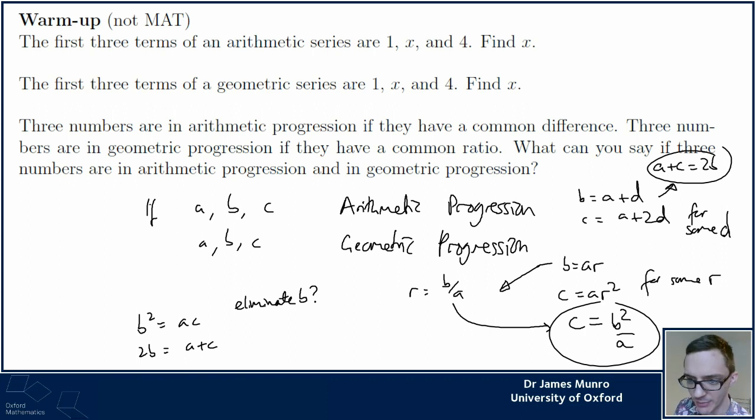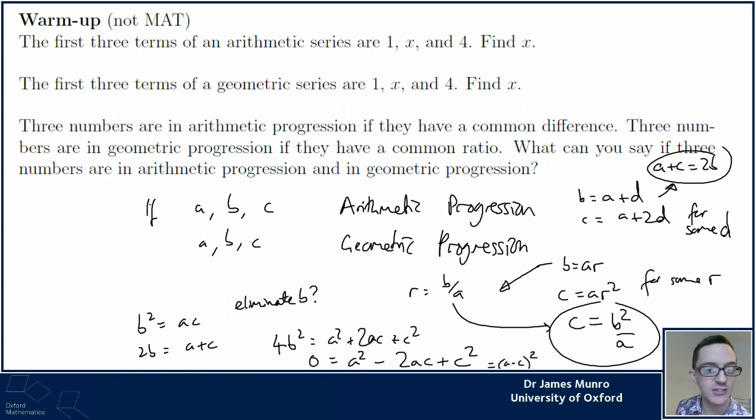So eliminating b, I thought about squaring this second equation. So I'd get 4b squared is equal to a squared plus 2ac plus c squared. But I know b squared is ac. So then I can subtract that off and factorise that, and I get 0 is (a minus c) squared. So that tells me that a must be equal to c.